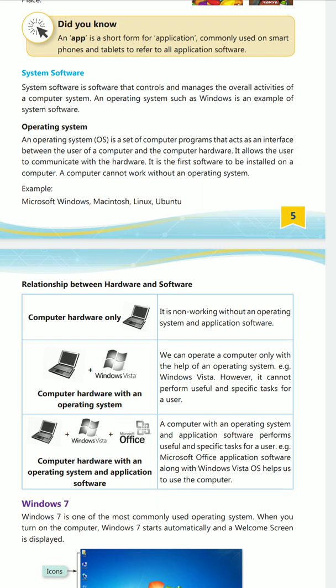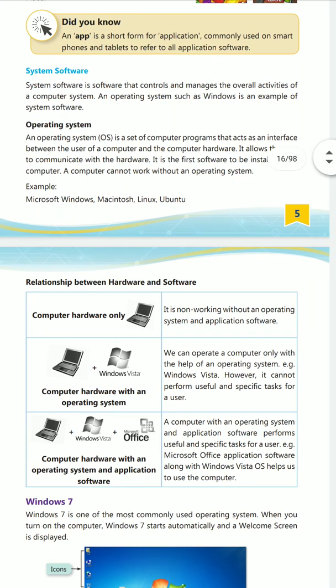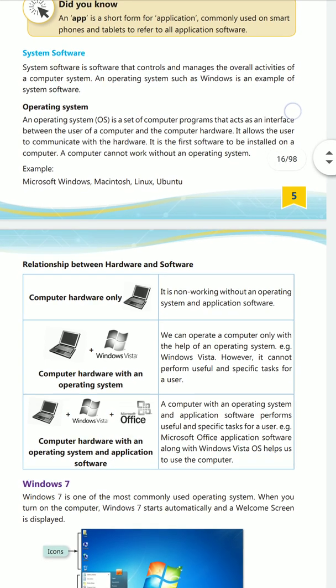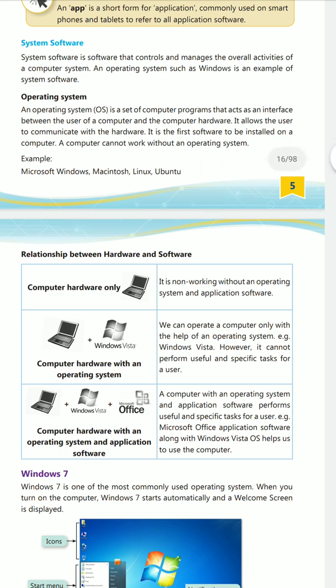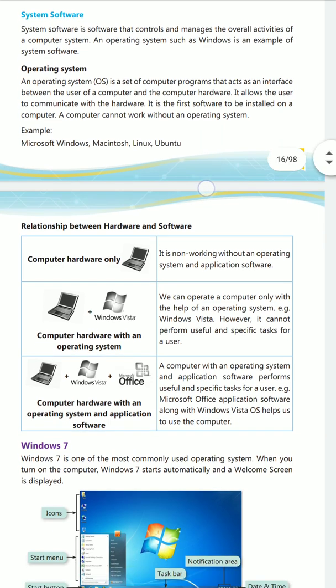Here is a very important point, OS. OS means operating system. It is a set of computer programs that act as an interface between the user of a computer and the computer hardware. This is very important, as whatever hardware is connected to our motherboard or our CPU, it makes it work very properly. That is the work of the CPU, which lets it communicate with the user within a computer.